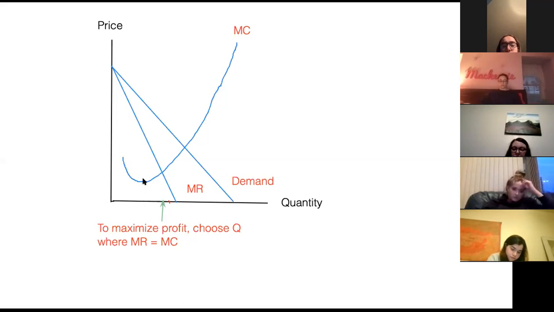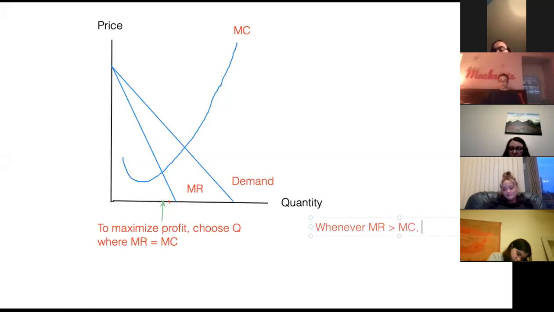In fact, whenever MR is greater than MC, the firm wants to increase Q to increase profit.